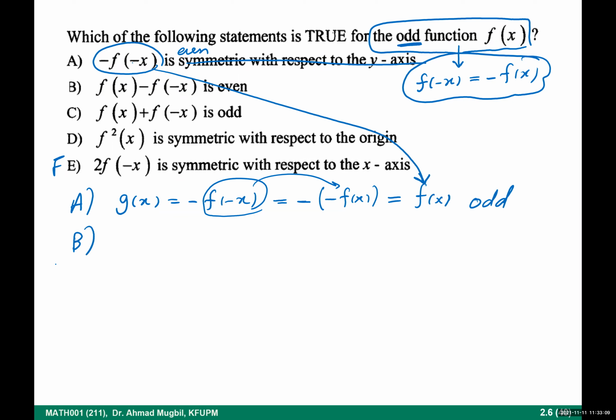So B, who knows? B is odd or even or what? You said that it is not right, so it is not even. What is it? To know what it is, let's call it h, for example. h is f of x minus f of negative x. Simplify the function. Now this will be f of x minus negative f of x. Is that right? I just replace this one by the negative of the function because it is odd.